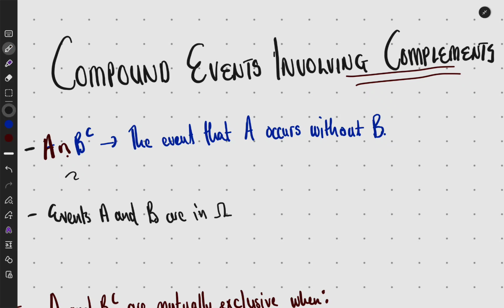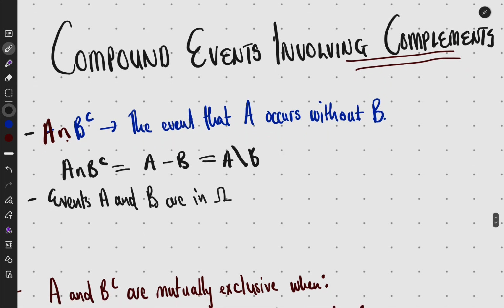And we can say this A intersection B complement is also just A minus B, okay? The event that A happens without B. And this is also written as A, then you put this slash, then B. It means A without B. These are just other ways to write it. Now events A and B are in your sample set, but we are trying to find what is in A without being in B, or the event that A happens without B. We're going to see that, and we're going to see the A union B complement as well.